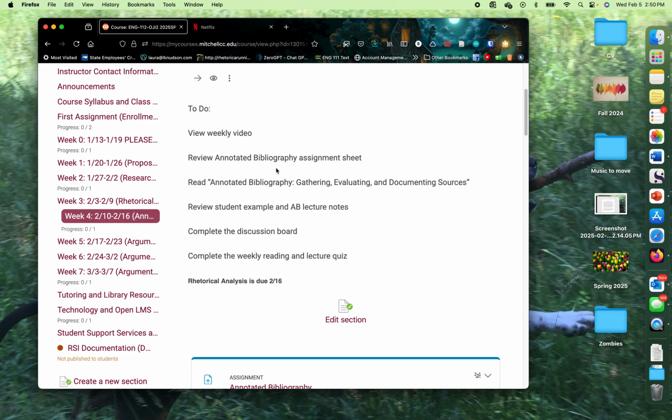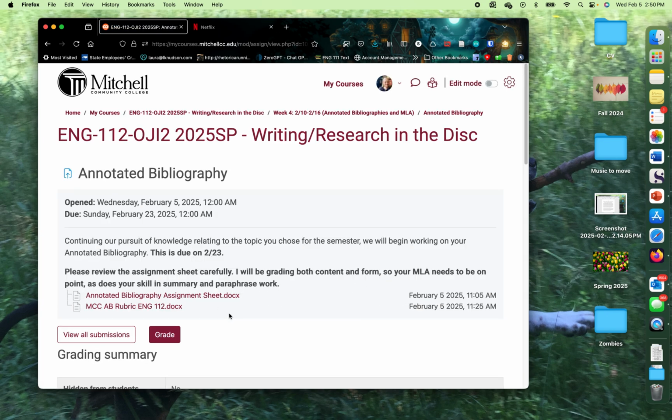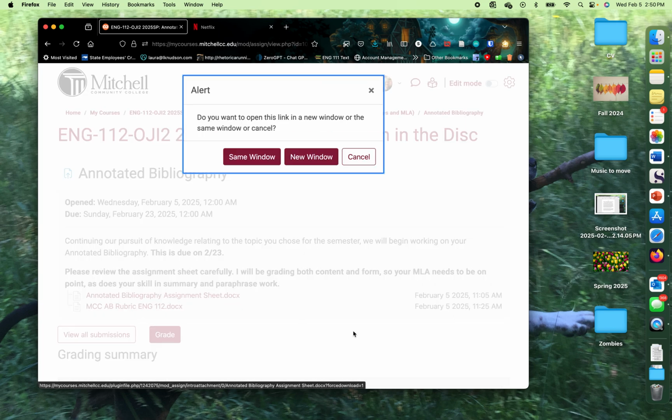So let's jump in and look at the assignment sheet. I have set this to be due on the 23rd. And I have asked that you please look at this annotated bibliography assignment sheet carefully. As you can see, there are 2 files associated with this. One of them is the rubric, and one of them is the assignment sheet. This is where you'll submit the assignment when you're done with it. But let's look first at the assignment sheet.